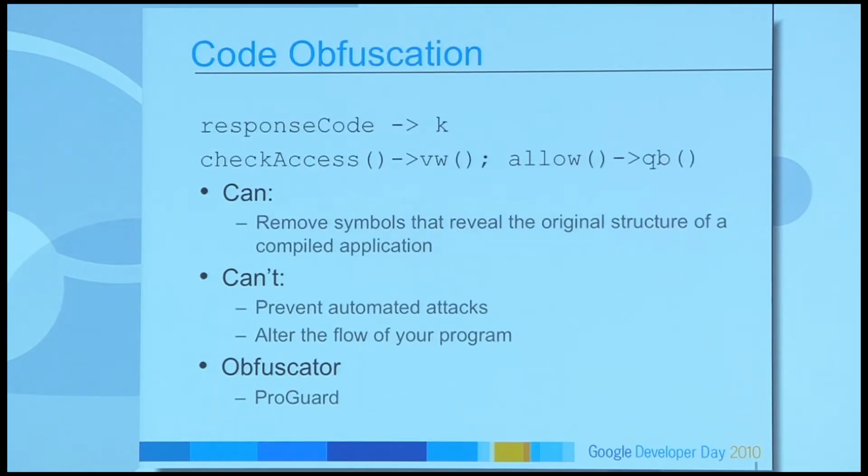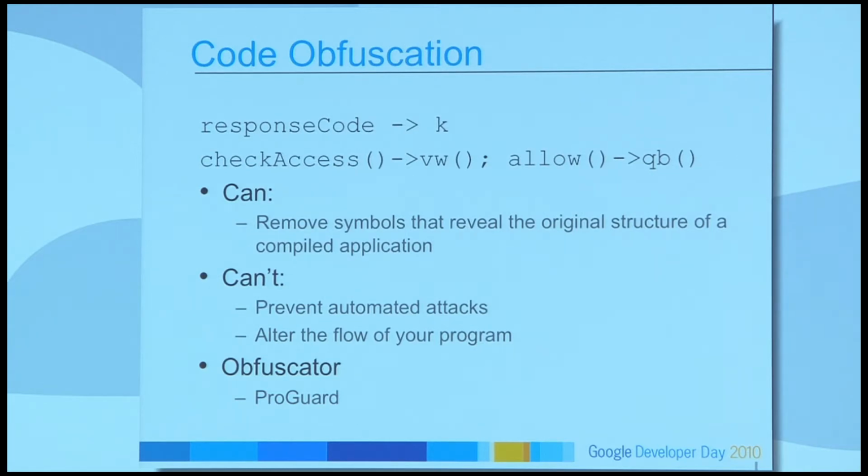Code obfuscation. So what is that? Obfuscation is a technique in software engineering to transform your code into some non-human-friendly format. The idea is to make reverse engineering very hard. But code obfuscation also has some limitations. For example, it won't help prevent automated attacks, and also it can alter the flow of your program.